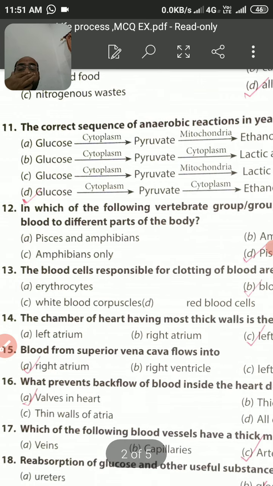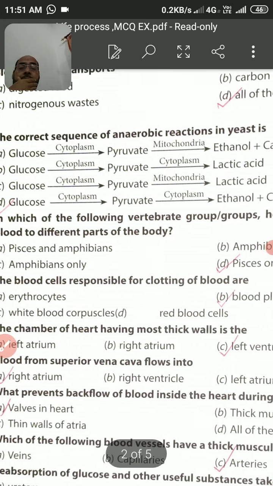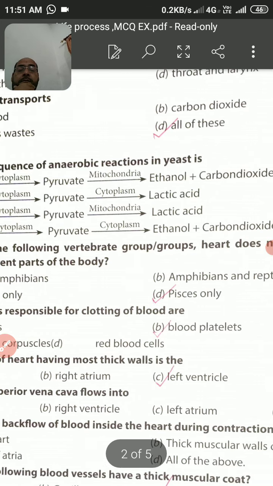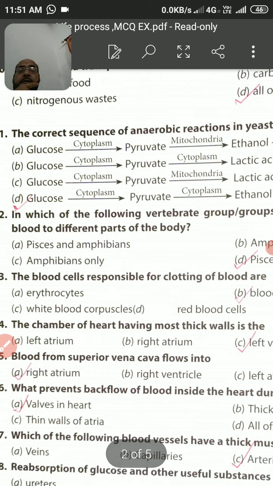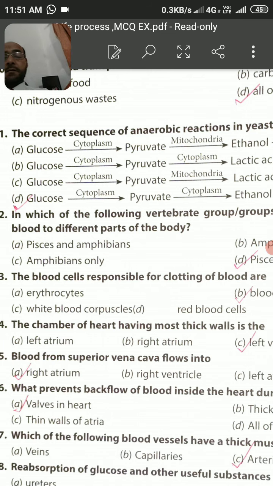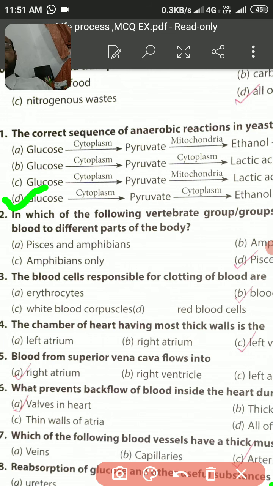And glucose, cytoplasm, pyruvate, cytoplasm, ethanol plus carbon dioxide. This is the fermentation, that is the type of anaerobic respiration in the yeast. So the answer will be D. D will be the correct answer.